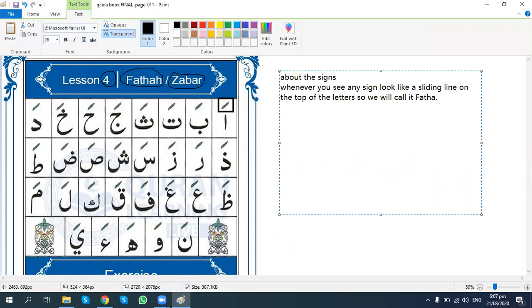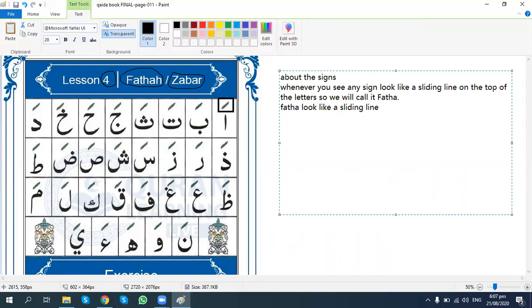Okay, can you see that line? Yes. So what I wrote: whenever you see any sign that looks like a sliding line and comes on the top of the letter, we call it fatha. Fatha looks like a sliding line.